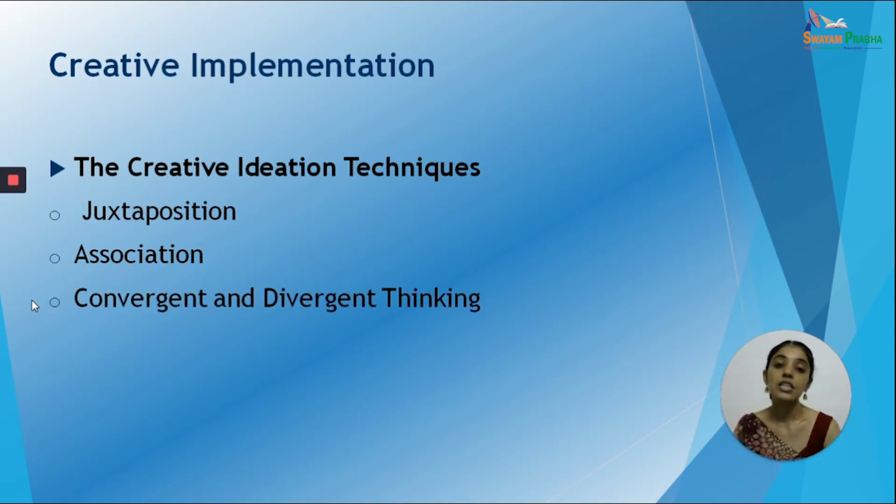The next technique is convergent and divergent thinking. Convergent is a logical way of thinking. It's a narrow-edged way of thinking. Divergent means, as the name suggests, an alternative, a more widespread perspective. Related to divergent thinking is the concept of lateral thinking as opposed to vertical thinking.